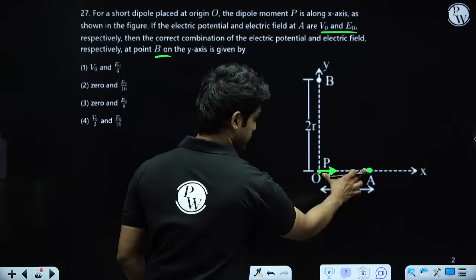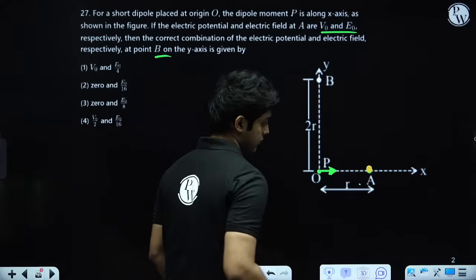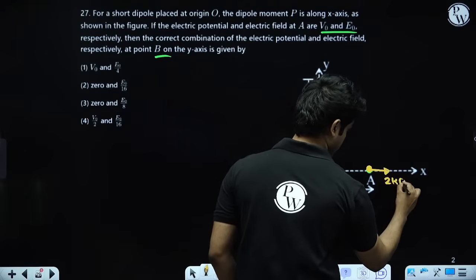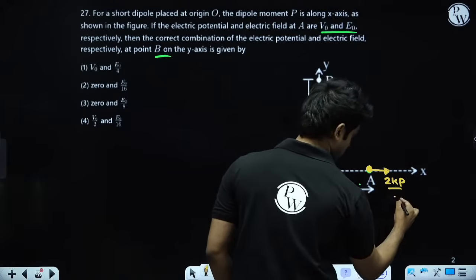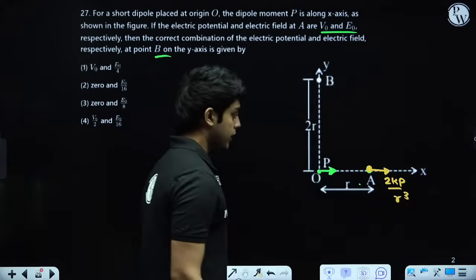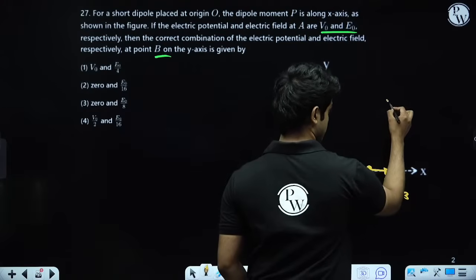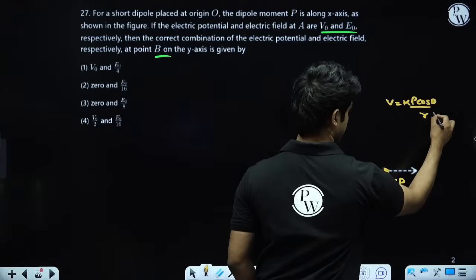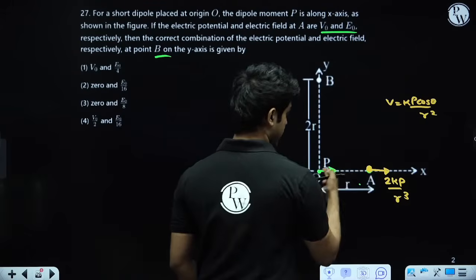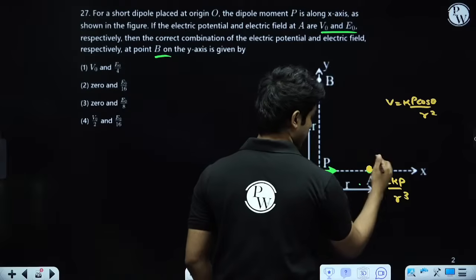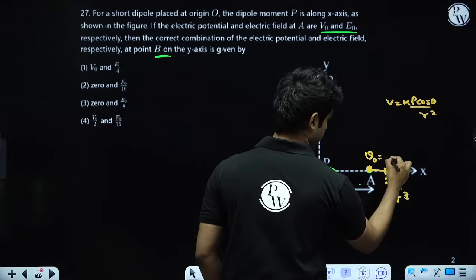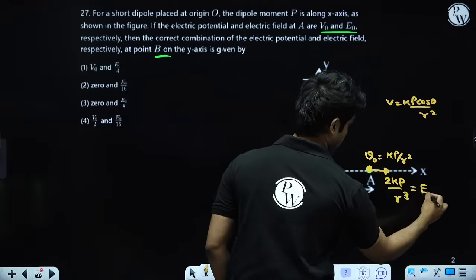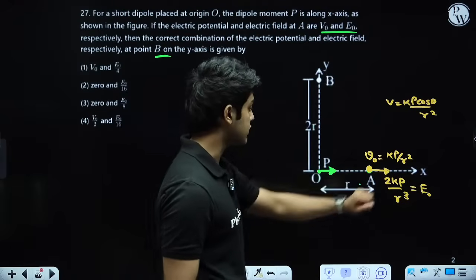So on the axis of a dipole, which is this point, the electric field is simply 2kp by distance cubed, and the potential is kp cos theta by r squared, right? So over here cos theta will be 0 and it will be kp by r squared. So V0 is kp by r squared, and this is the E0 value. E0 and V0 are the electric field and potential at this location.